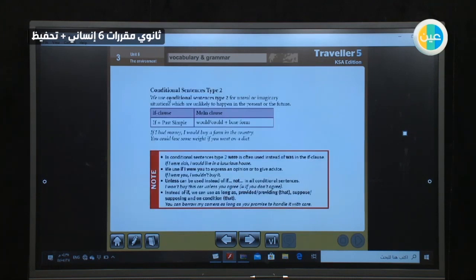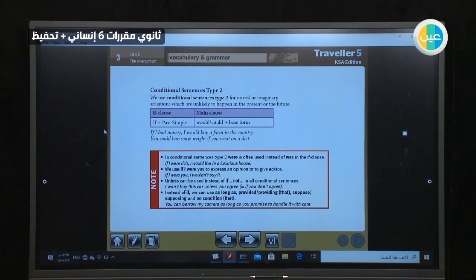Okay, conditional sentence type 2. The if clause is if plus past simple, and the main clause is would or could plus base form. If I had money, I don't have money, and I am imagining if I had money, I would buy a farm in the country.